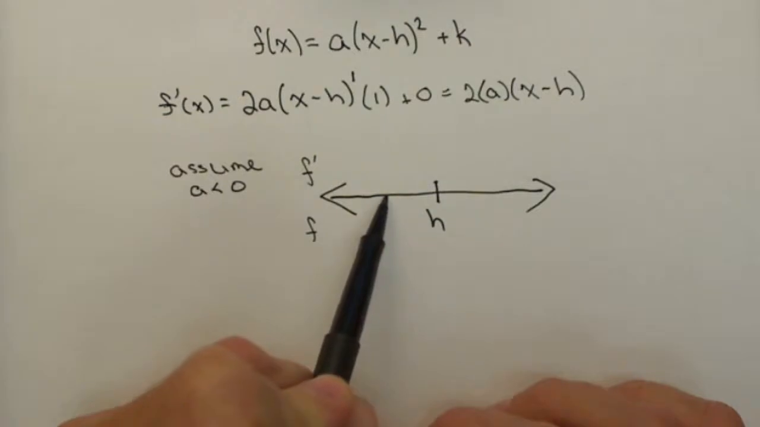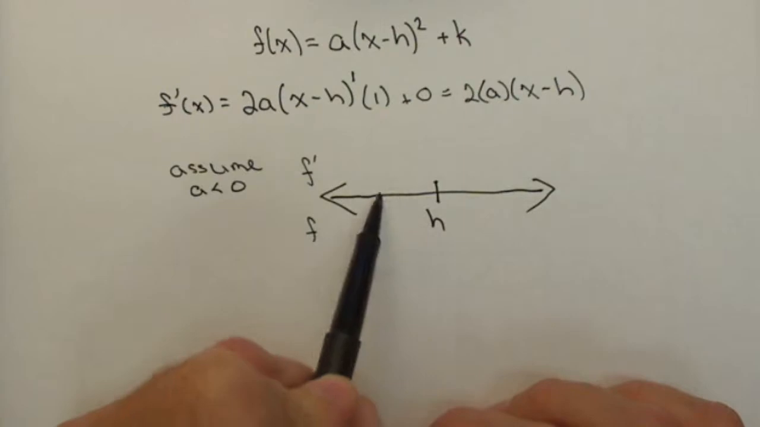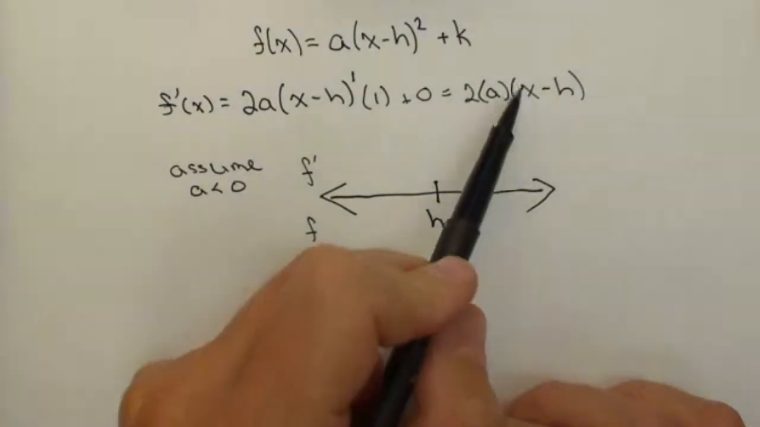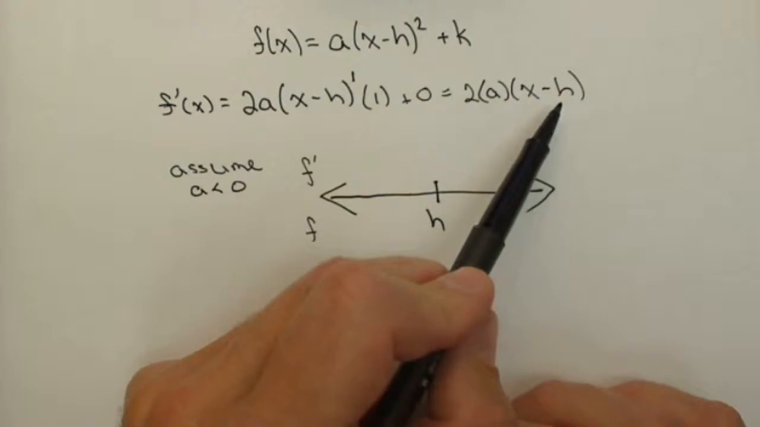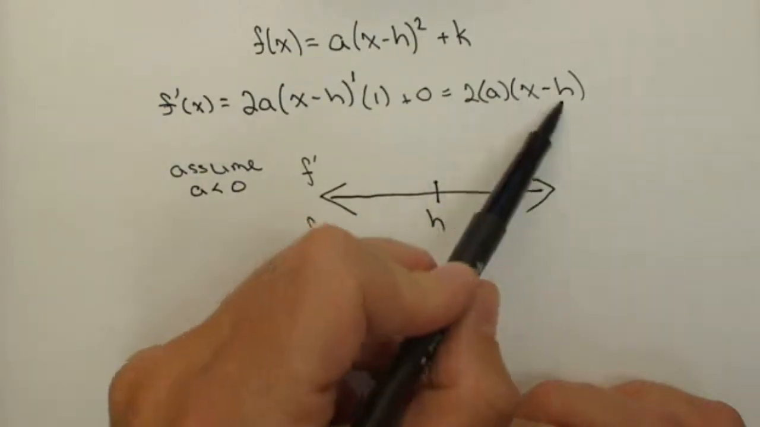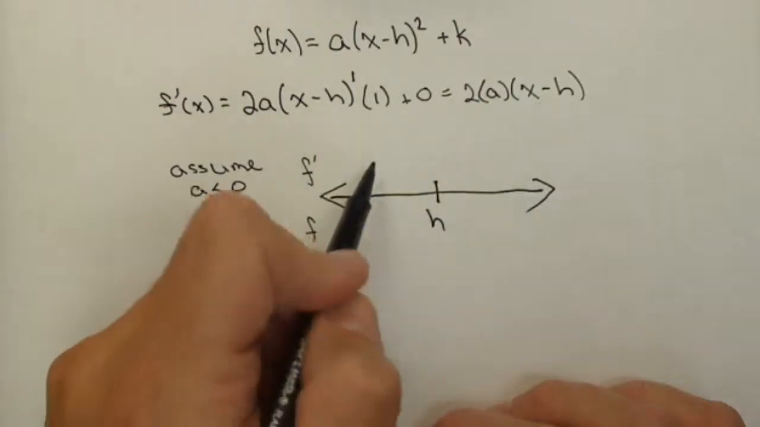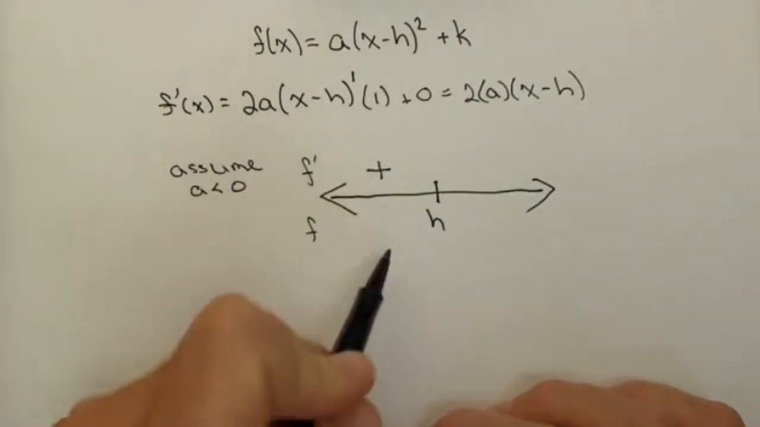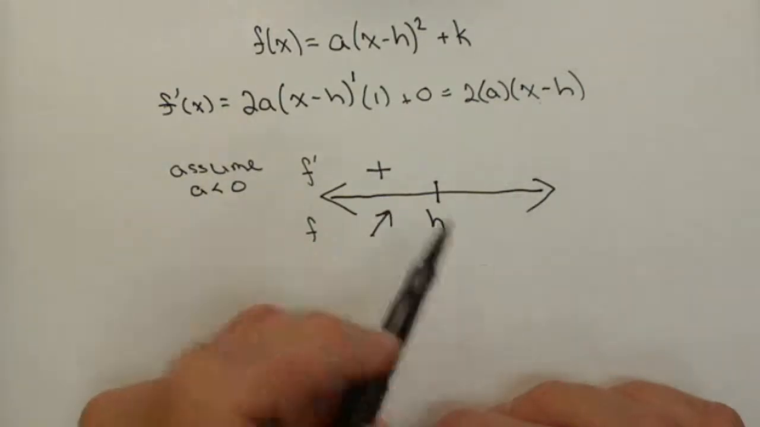So if I use a value smaller than h, and now we don't know if h is positive, negative, or 0, but if I use a value over here, then what's going to happen is when I do x minus h, and I'm using something smaller than h, we're going to get a negative value from here. But remember, a is less than 0, so a negative times a negative is positive over here, which means we'd expect f to be increasing.